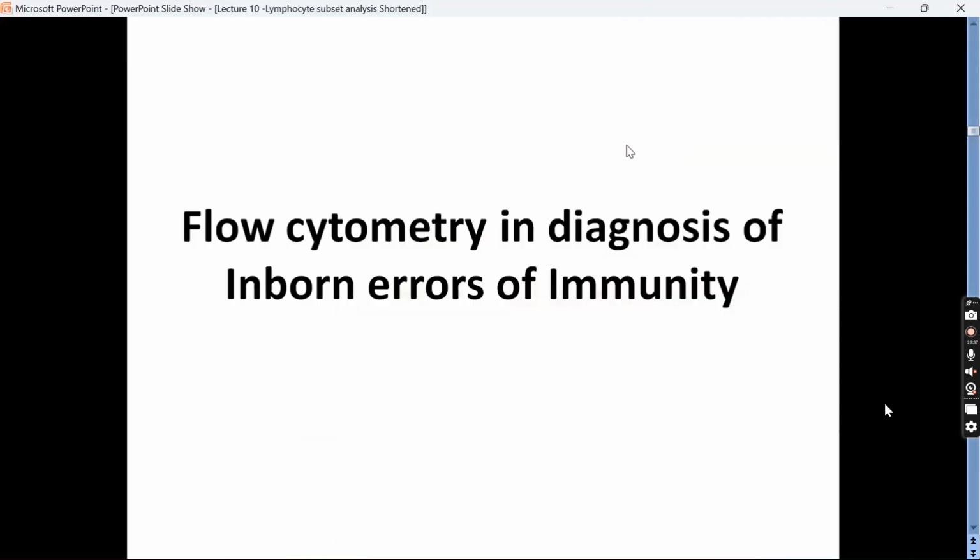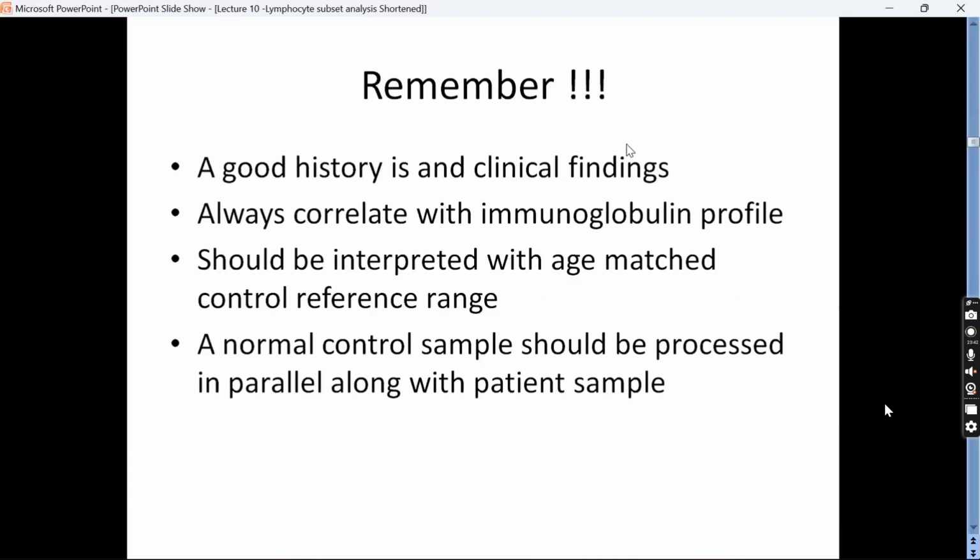Now, how does flow cytometry help in the diagnosis of inborn errors of immunity? Before you see the flow cytometry, you need a good history and clinical findings. For example, if the patient has a complaint or the clinician has noticed that there are no tonsils in the patient, then I strongly suspect that it could be a case of agammaglobulinemia. So these are very, very important findings.